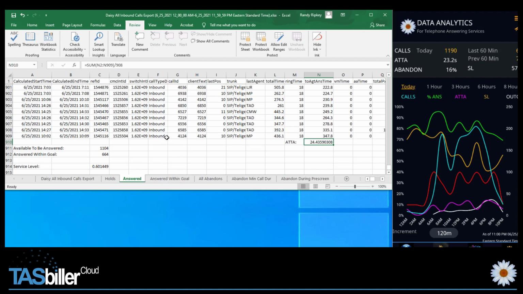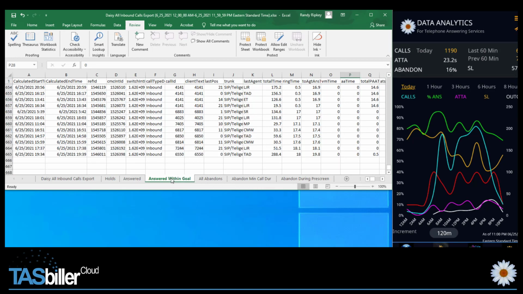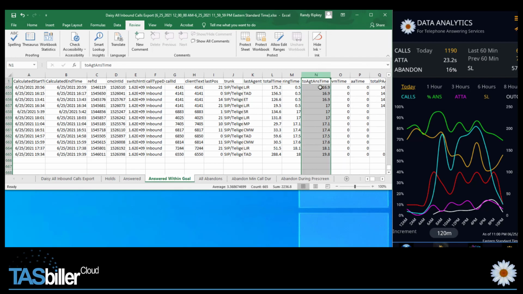Now, for a call to be answered, the two-agent answer time would be greater than 0. So these are all calls that were answered by an agent. Now, these are the calls that were answered within goal. So of all the calls that were answered, 664 were answered within a two-agent answer time of 20 seconds, which is my goal time to answer.